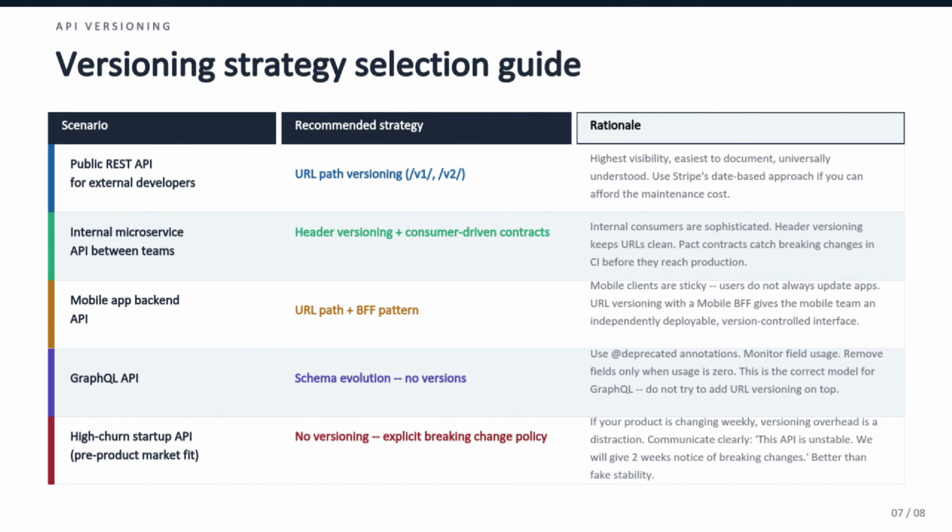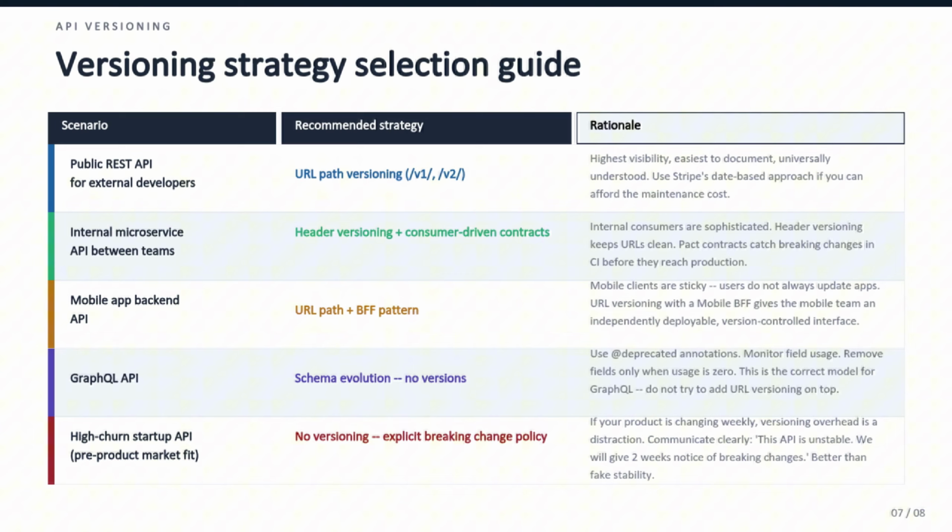But I would combine it with the backend for frontend pattern, BFF, backend for frontend. So now the mobile team gets its own dedicated backend layer. That means they can evolve mobile APIs independently without accidentally affecting web apps or third-party clients. Very practical setup.